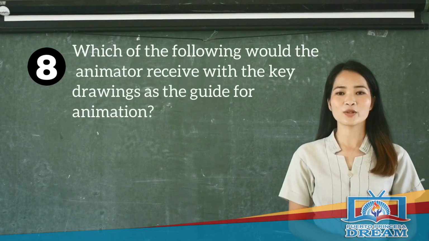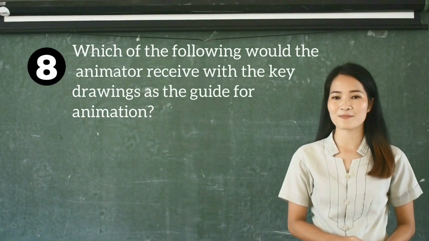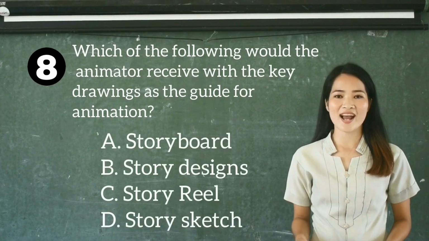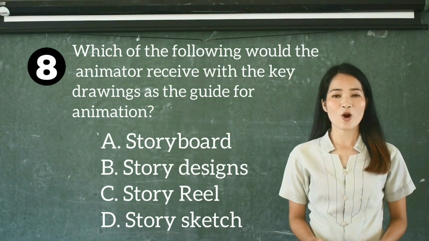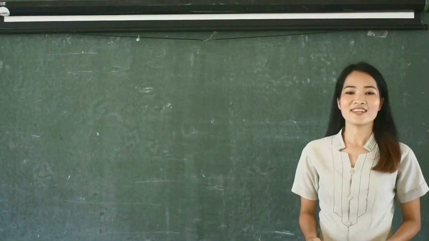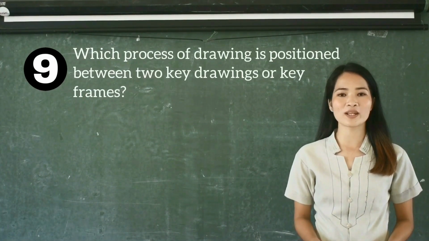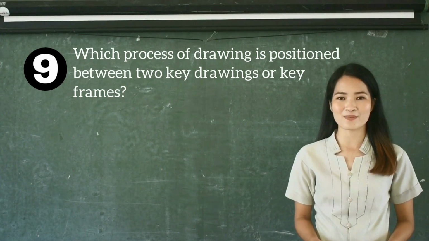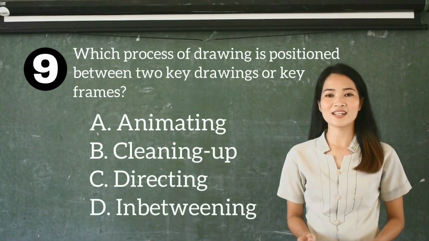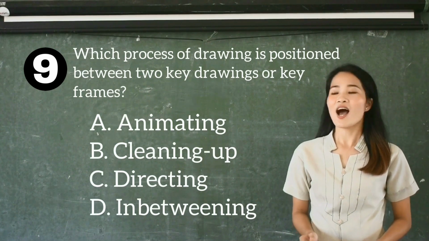Number 8. Which of the following would the animator receive with the key drawings as the guide for animation? A. Storyboard. B. Story designs. C. Story reel. D. Story sketch. 9. Which process of drawing is positioned between two key drawings or key frames? A. Animating. B. Cleaning up. C. Directing. D. In-betweening.